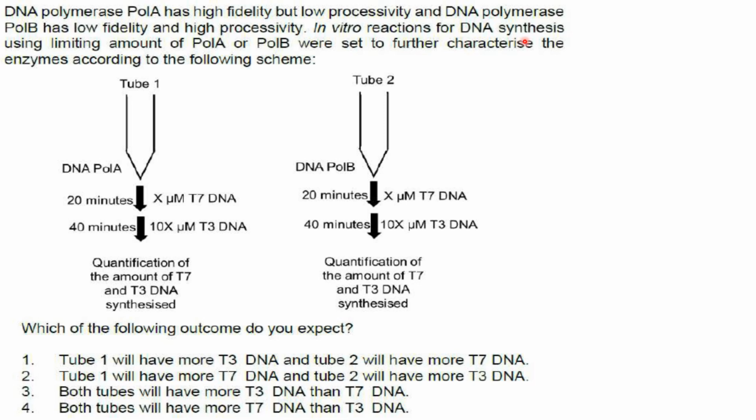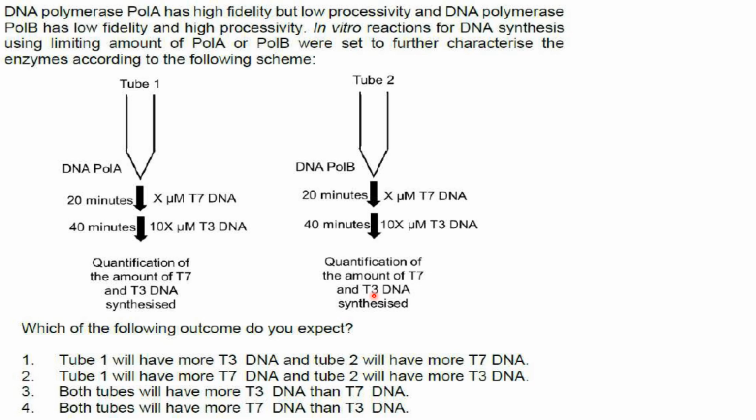In vitro reactions for DNA synthesis using limiting amount of Pol A and Pol B were set to further characterize the enzymes according to the following scheme. So this is tube 1, this is tube 2, you add DNA polymerase A here, DNA polymerase B here. Both are DNA polymerases. Okay, only thing they are named A and B. So till 20 minutes T7 DNA is being synthesized, till 40 minutes 10 times T3 DNA is being synthesized. Here also 20 minutes T7, 40 minutes 10 times T3 DNA. Quantification of the amount of T7 and T3 DNA synthesized. Okay. So in both cases it is quantification of the amount of DNA that is synthesized.